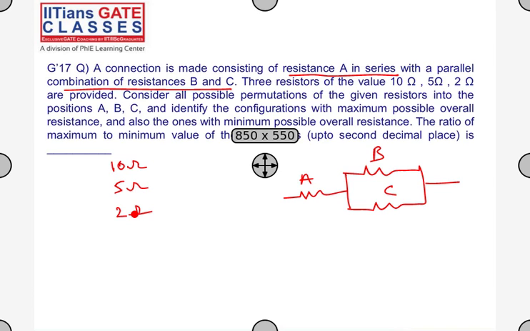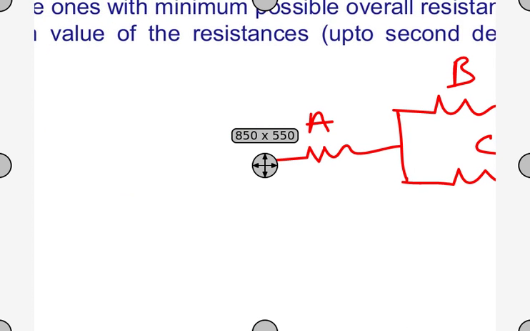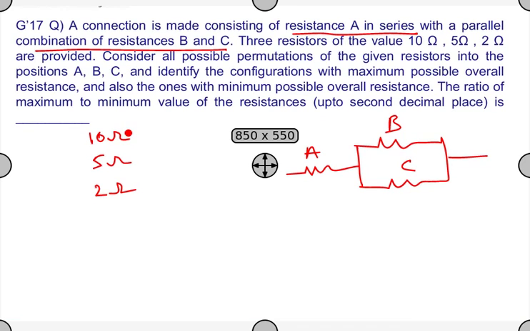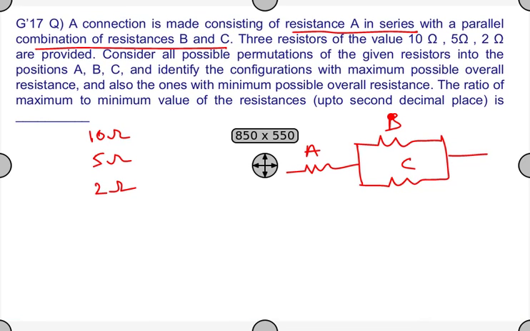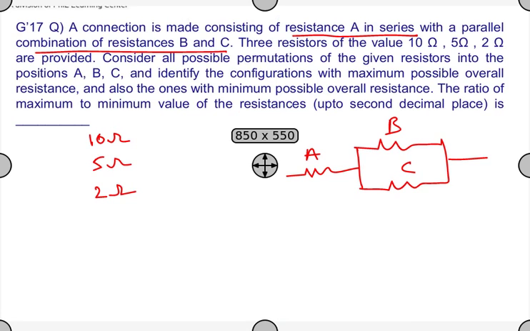Consider all the permutations. You have to keep these 3 resistances, 10, 5, and 2, in the places of A, B, and C. You can keep 10 anywhere, 5 anywhere, and 2 anywhere, but you have to use all 3 resistances, and find the maximum overall resistance and minimum overall resistance, and the ratio of maximum to minimum value of resistances. That is the question given in GATE 2017.